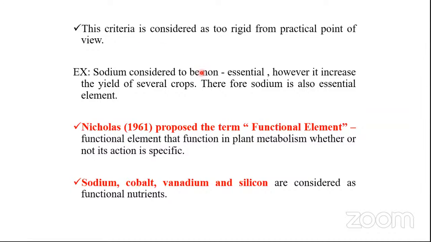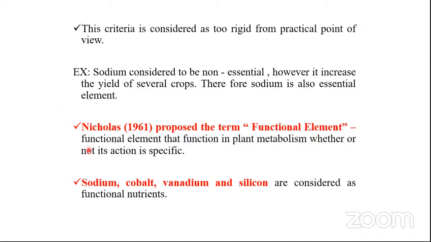Sodium is considered to be non-essential. However, it increases the yield of several crops. Therefore, sodium is essential. If we talk about sodium, naturally we have to talk about problematic soils. But this particular sodium sometimes improves the yield of several crops. So for many crops, sodium is also very essential.